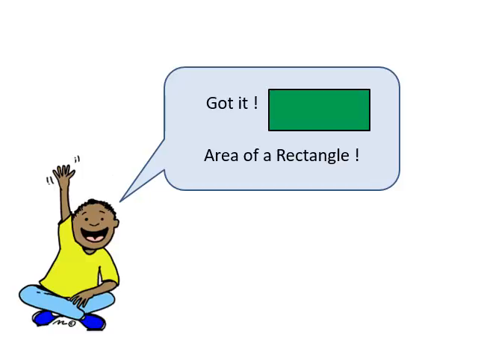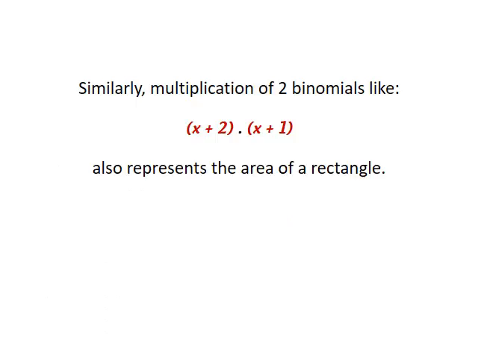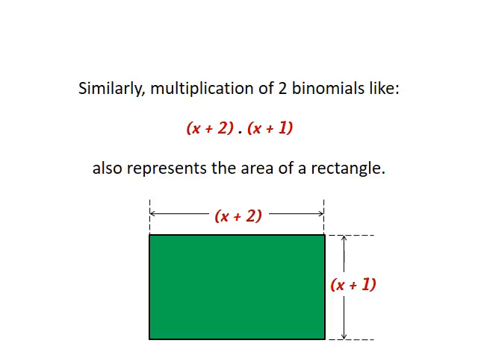So the geometrical figure would be a rectangle, and the concept is the area of a rectangle, because 5 multiplied by 3 we can have it as 5 as the length and 3 as the breadth, and 5 3s are 15. That gives us the area of the rectangle. So similarly, when you multiply two binomials like x plus 2 and x plus 1, this also represents the area of a rectangle, because x plus 2 can be the length and x plus 1 can be the breadth.